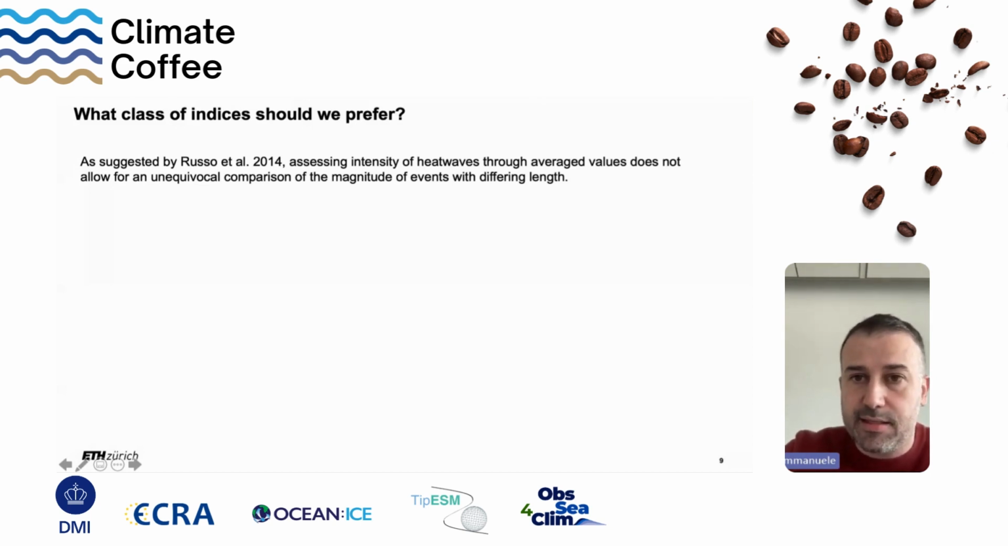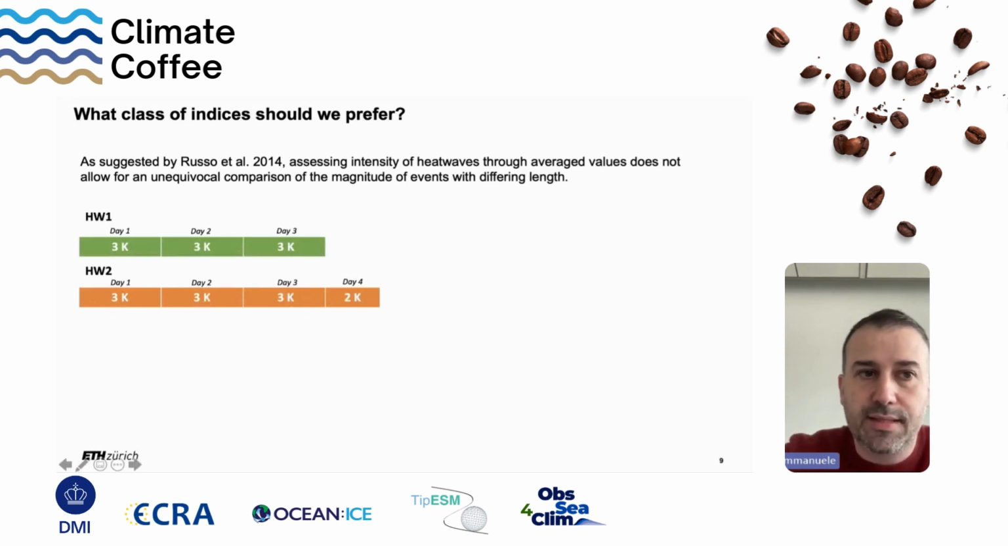So to better understand this, I report here an event. We consider two different heat waves: HW1, lasting 3 days with anomalies over the 3 days always of 3 Kelvin. And then we have heat wave 2, HW2, lasting 4 days with temperature anomalies exceeding the threshold by 3 Kelvin in each of the first 3 days, as for HW1. But then on day 4, we have an anomaly of only 2 Kelvin.